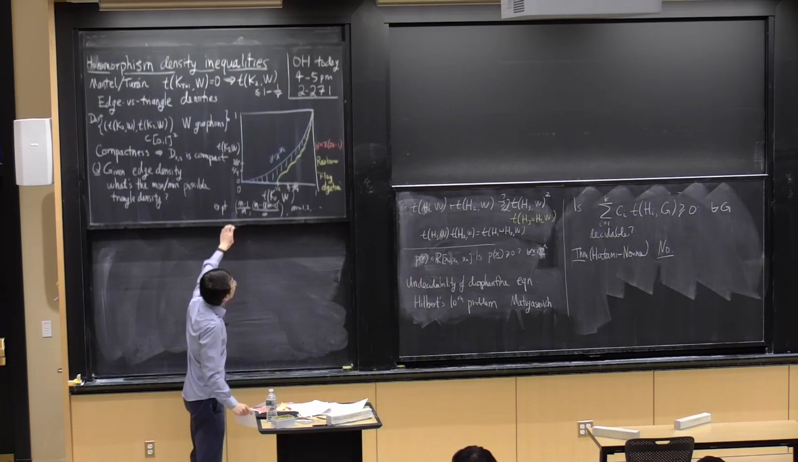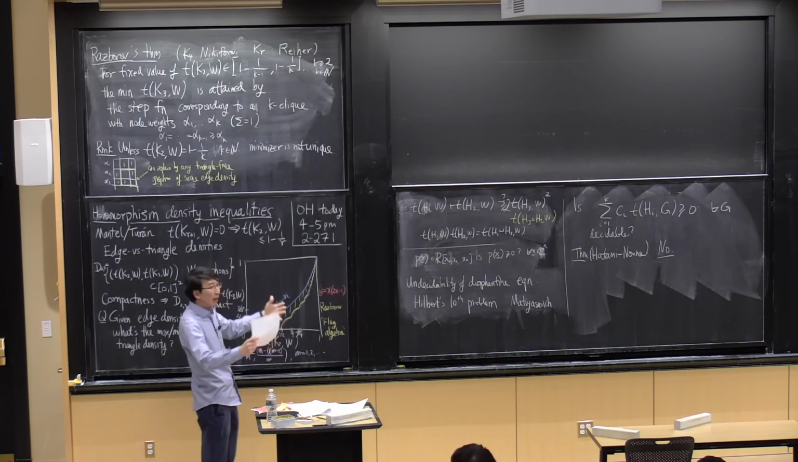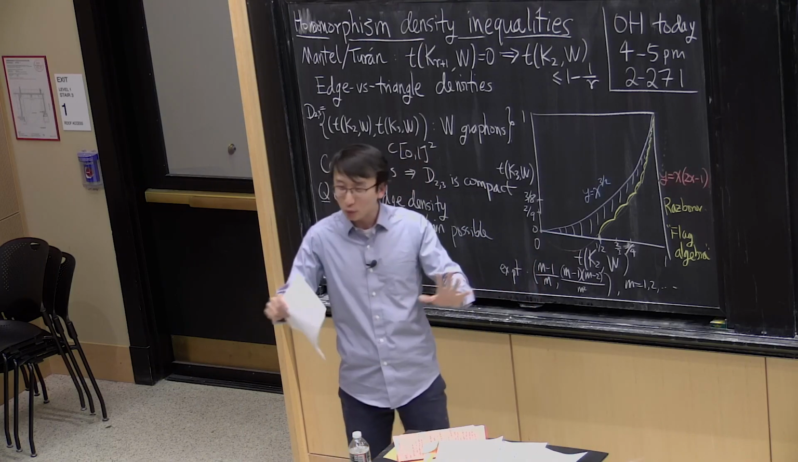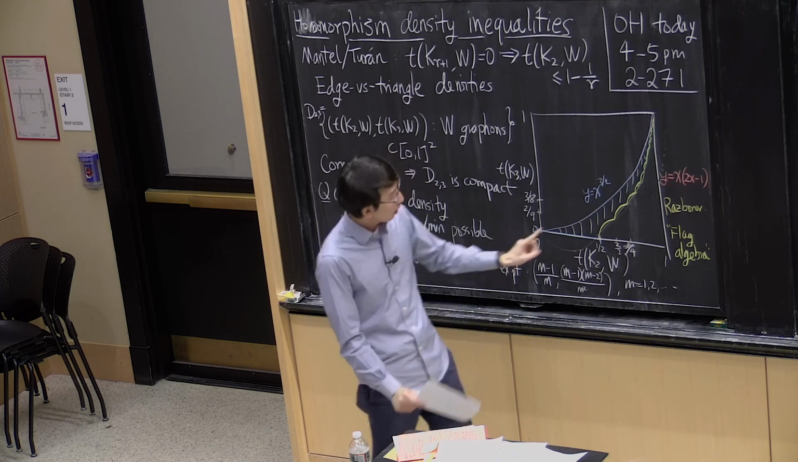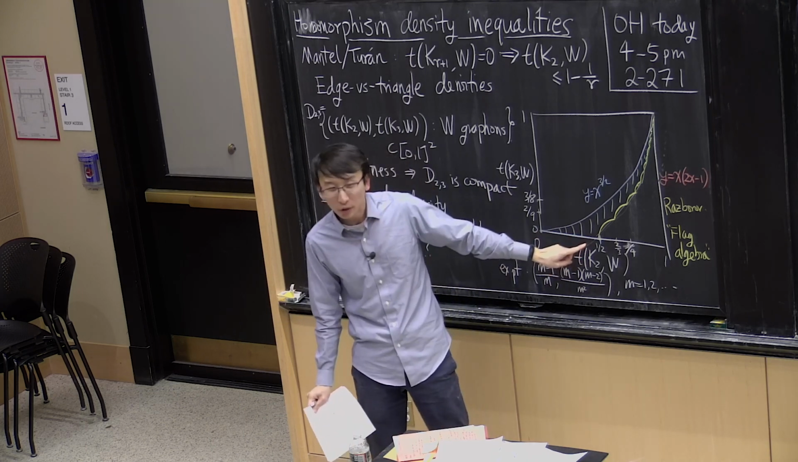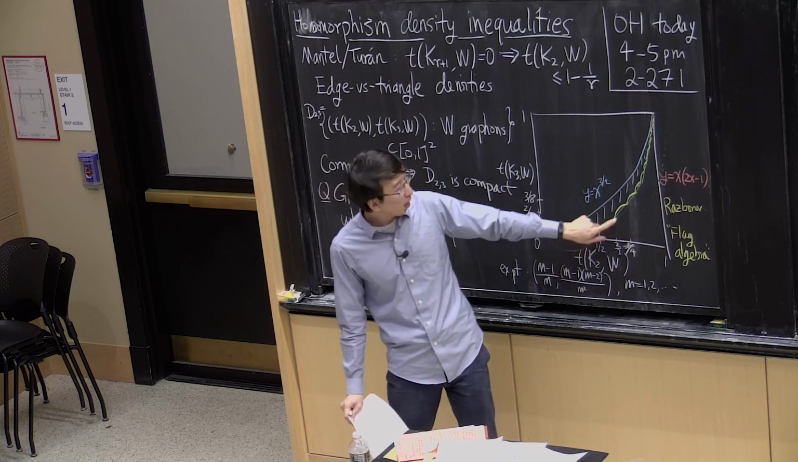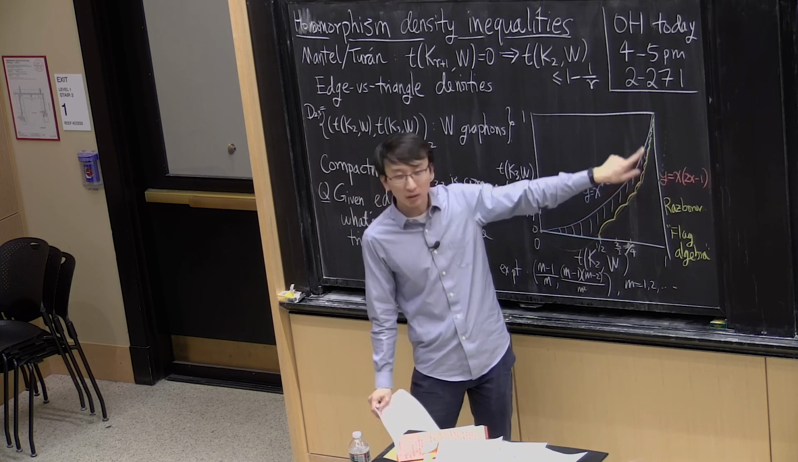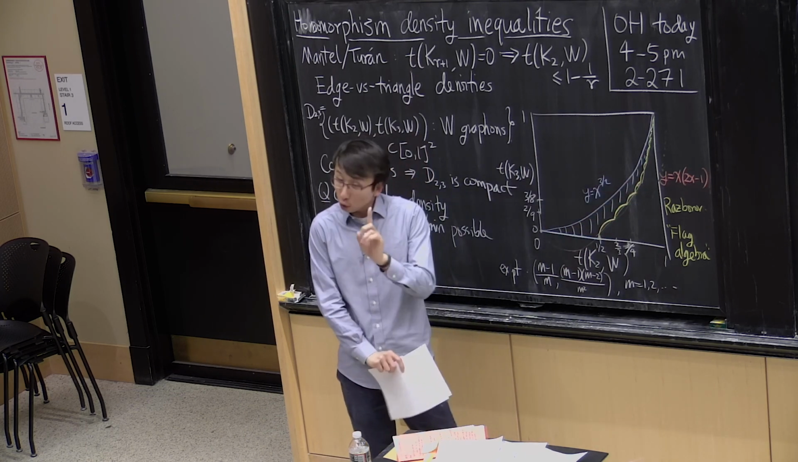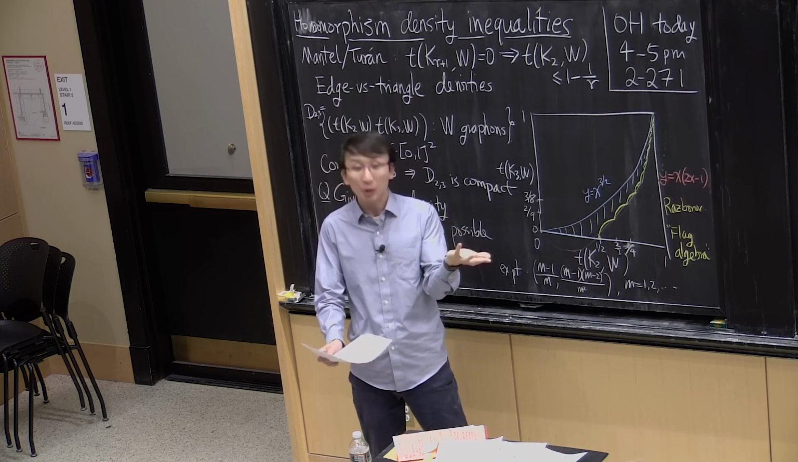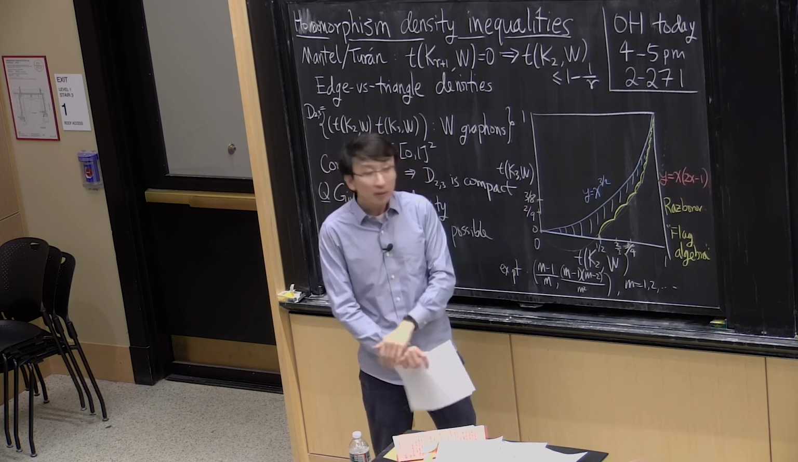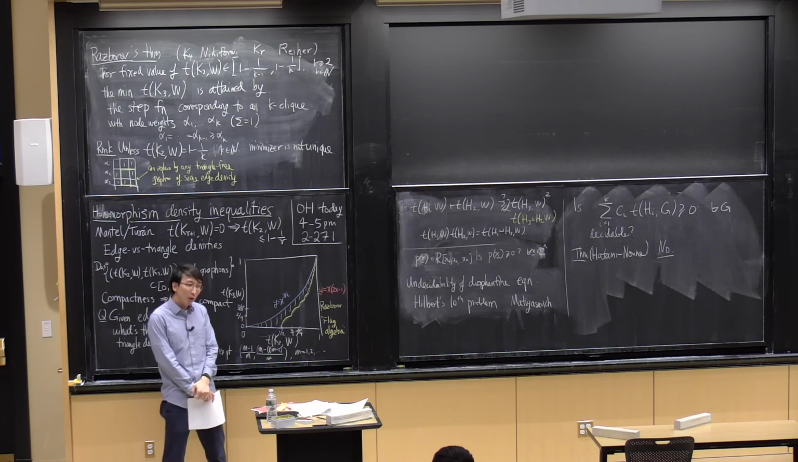Even though the space of graphons is not discrete, it's a very continuous object, even if you just look at this picture here, you have a bunch of discrete points along this scallop. So here's a potential strategy for proving the undecidability of graph homomorphism inequalities.